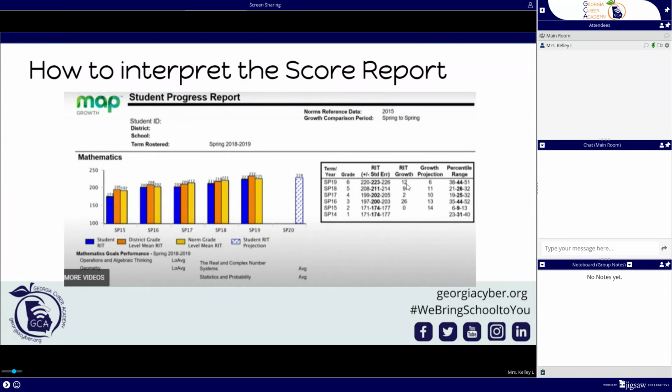RIT growth shows you how many points they grew from the last time they took this test. Right here it says 12, and you can see when this student took this math exam in grade 5, they made a 211, and then in grade 6 they made a 223. So the student grew 12 points in a year. And the growth projection was how much they were estimated to grow. The student was estimated to only grow 6 points, but they actually grew 12. And then you can look at that between the different years.